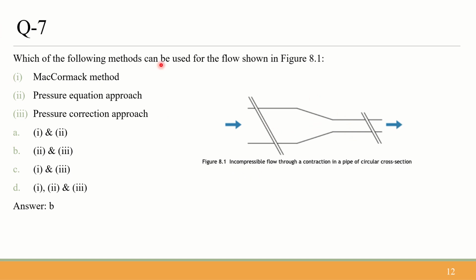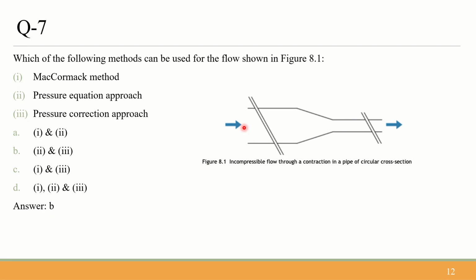So which of the following methods can be used? If it is incompressible flow, what method can be used? We can use the artificial compressibility method, the stream function vorticity approach, the pressure equation method and the pressure correction method. If we are dealing directly with that, we cannot use the stream function vorticity approach unless axisymmetric is mentioned, because it is limited to two-dimensional problems.